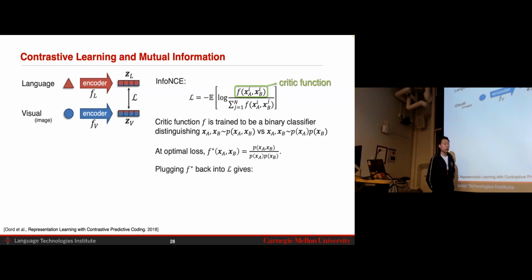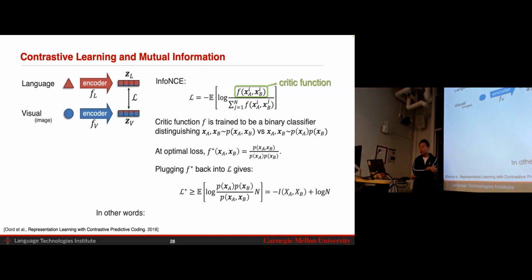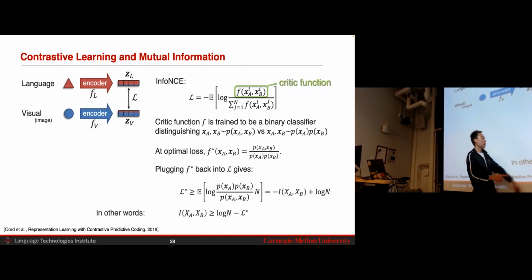If you plug this optimal critic back into your loss and rearrange, you obtain something that almost exactly resembles mutual information. You have the expectation of a log that is the reverse of the mutual information ratio, times the n, where n comes from the number of negative samples that you have. That is essentially equal to the negative mutual information between A and B, because the ratio is reversed, plus log n. If you train these InfoNCE or contrastive learning objectives to optimal, your final loss looks like that. Rearranging, the mutual information between x_A and x_B is at least log n, where n is the number of negative samples, minus your loss at optimal.